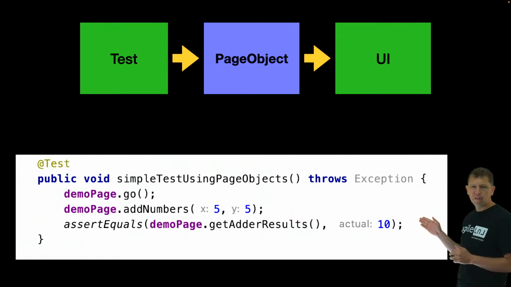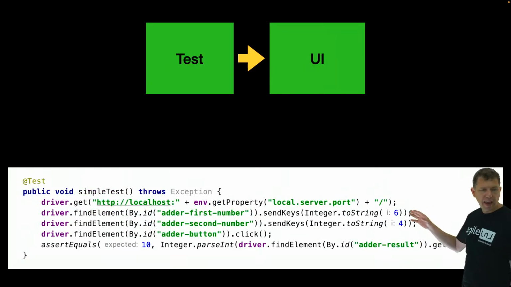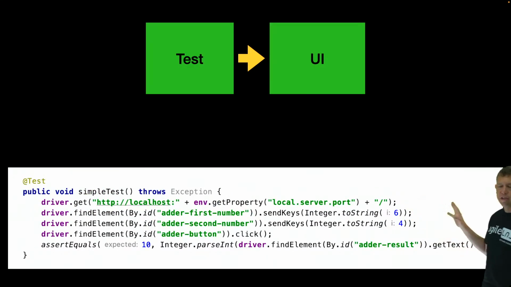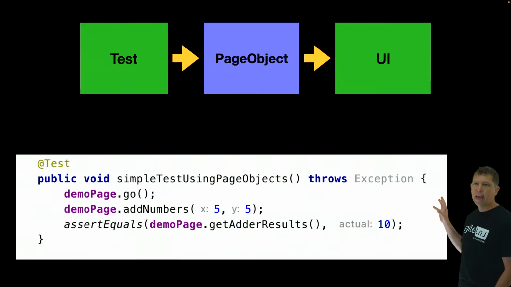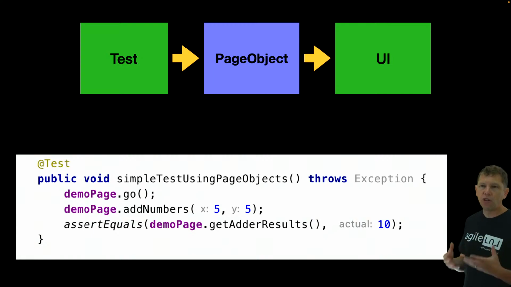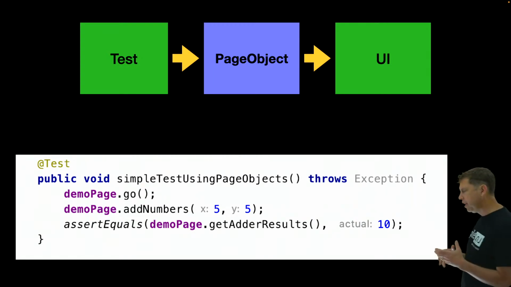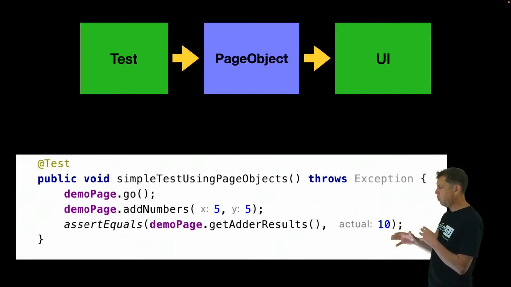So we'll look at an example of this a little bit later. But notice the difference here. In this case, my test knows everything about the page. In this case, my test is focused on the actual intent, and this page object represents all the knowledge about how the page works.